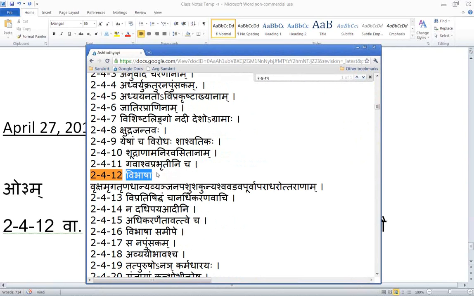Again, the basic question is, why do we need Vibhasha? We already have Vibhasha. So these have a purpose, why Vibhasha is put in each one of them. So Vriksha, Mruga, Truna, Dhanya, Vyanjana, Pashu. Pashu is coming here now. Pashu, Shakuni, Ashwa, Vadava, Purvapara, Adharottaranam. So now Pashu is coming here.